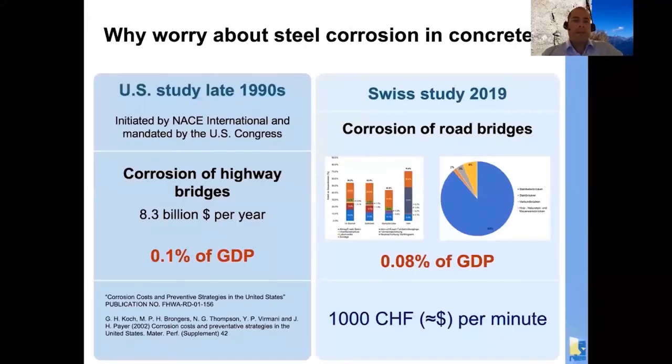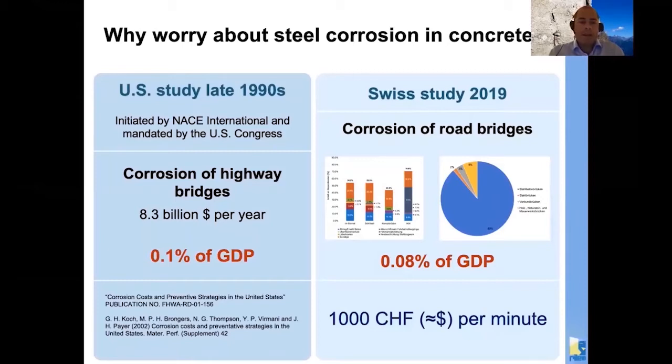A very general introduction may be the following one. Why do we need to worry about steel corrosion in concrete at all? Some of you are for sure familiar with the study that was made in the US in the 1990s, which revealed that corrosion of highway bridges generates costs of around $8.3 billion each year, which at the time corresponded to approximately 0.1% of the gross domestic product.